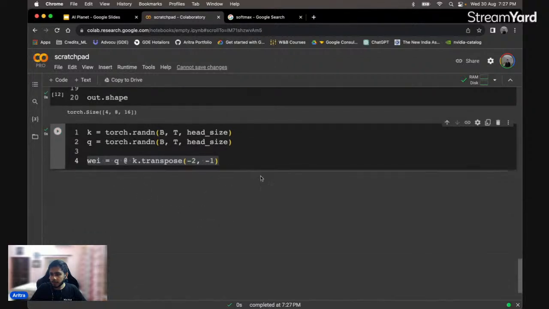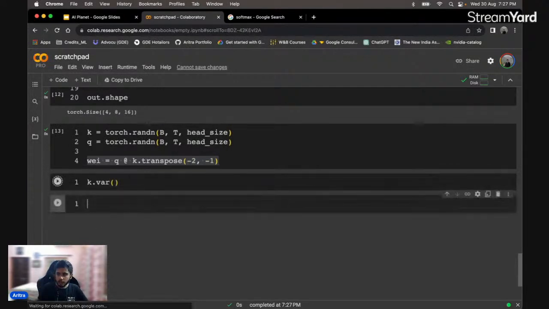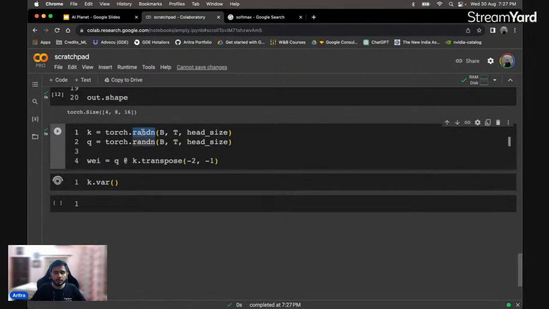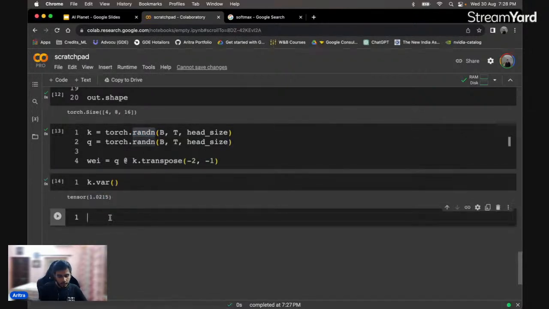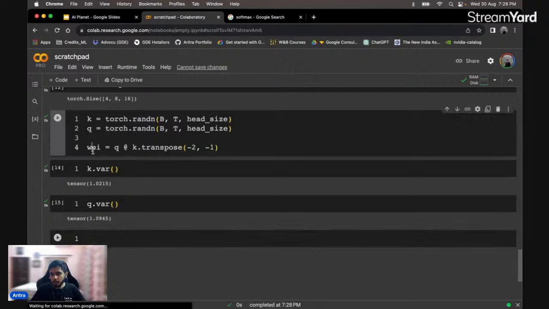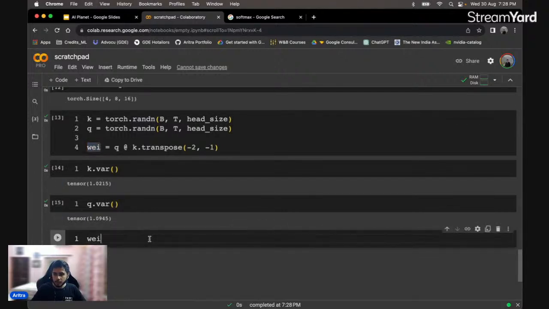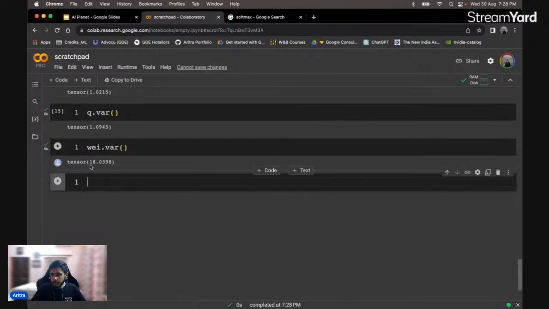So if you run this and you try to figure out the variance of k, you will see that because it's a random normal distribution, the variance should be around 1. That's good. If you also run a variance of query, it also should be around 1. That's good. But what happens if we do a variance of these weight matrices? This is not 1. And that's going to be a problem.